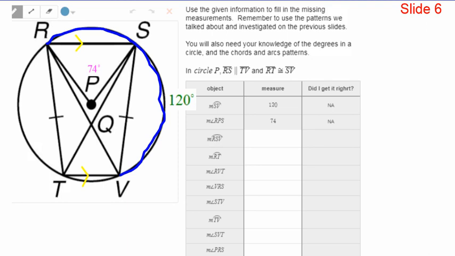Now we want to see how these givens help us in solving for our list of unknowns, whether it's arc measures or angle measurements. So by looking at our picture, a couple of things that we should notice. Here we have a central angle, RPS. That's 74 degrees. If you recall, we know the measurements of the central angles are the same as their intercepted arc. So if our angle RPS is 74, its intercepted arc RS should be 74 degrees as well. So we could label that in our picture.